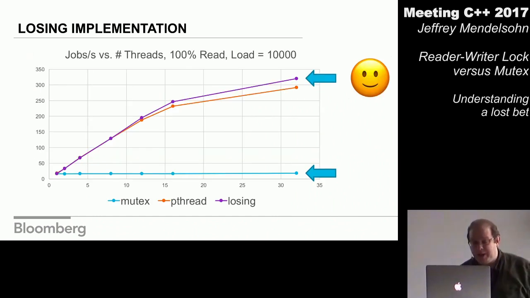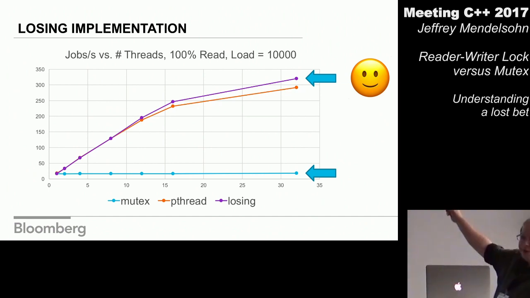Good. So again, it's the same type of graph. Jobs per second versus number of threads. The scenario is this is all reads, and the load is ridiculously high. I'm going to be showing some additional lines on these graphs. So to provide focus for the two I want to talk about, the Mutex, the blue one, will have its arrow, and the implementation we're talking about, in this case, the intern's implementation, will have the other arrow.